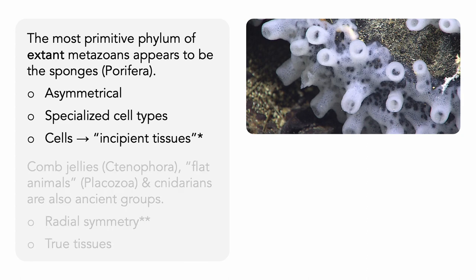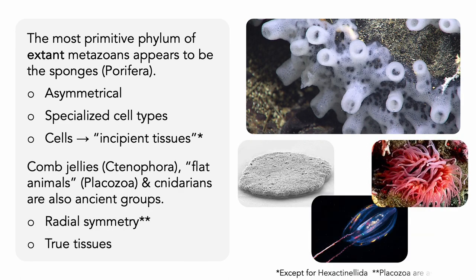A couple of other very old groups are the comb jellies, phylum Ctenophora, the flat animals in phylum Placozoa, and the cnidarians, which includes anemones and hydras and jellyfish. All of those are quite ancient groups, and with the exception of Placozoa, which are just flat pancakes comprised of three layers of cells, these groups are all radially symmetric. And they have true tissues, although true tissues have been lost in Placozoa.